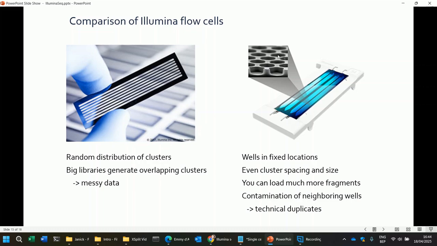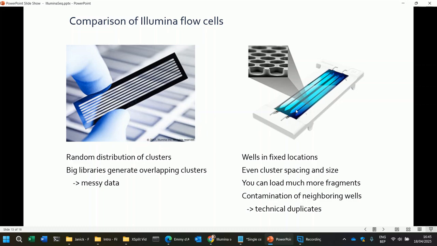This means that on these flow cells, you can load a lot more fragments, which is of course a big benefit. So it seems that these flow cells are better than these, but they also come with a small disadvantage.